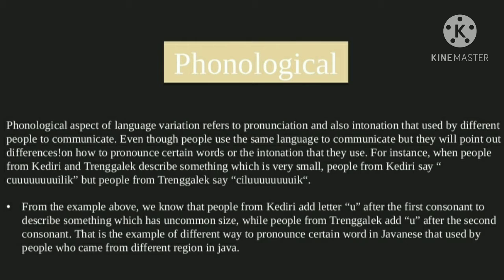From the example above, we can see that people from Kediri add the letter U after the first consonant to describe something which has an uncommon size, while people from Trenggalek add U after the second consonant. That is an example of different ways to pronounce certain words in Javanese used by people who come from different regions in Java.